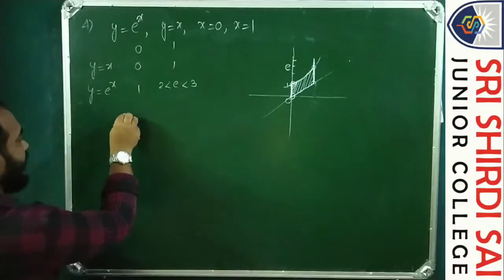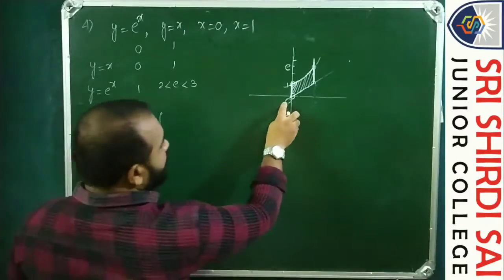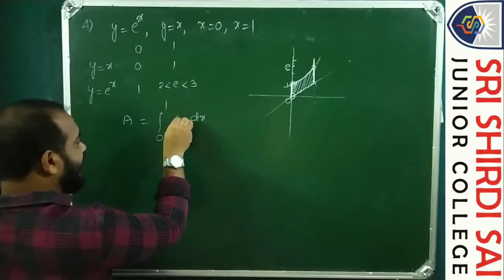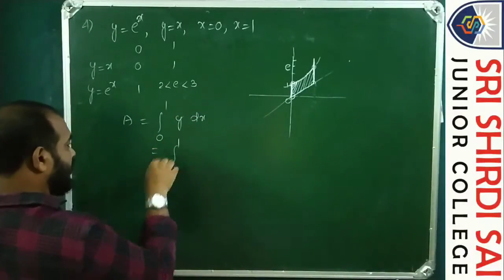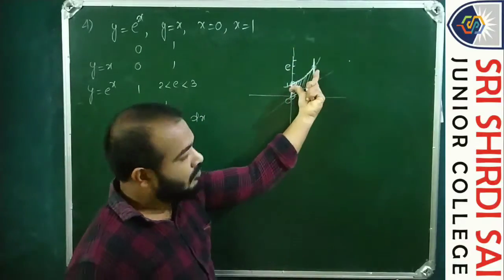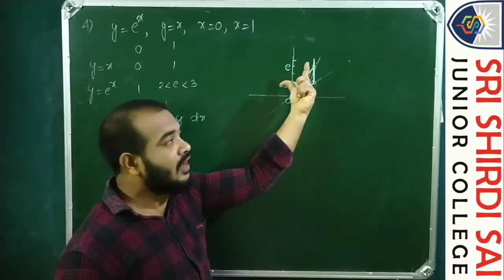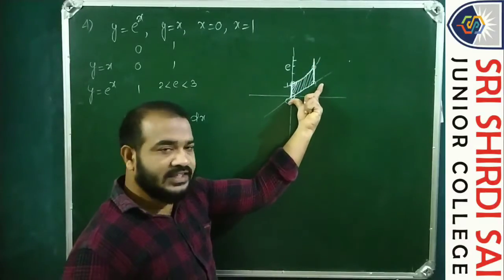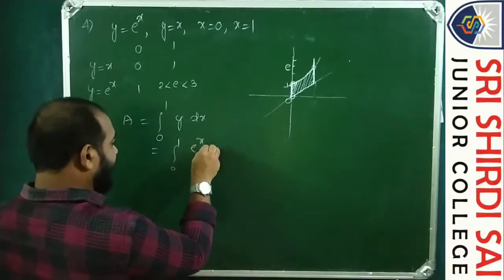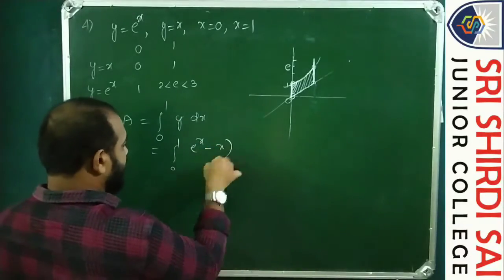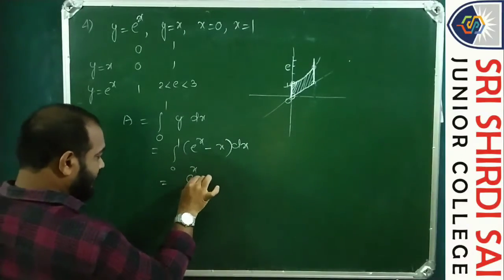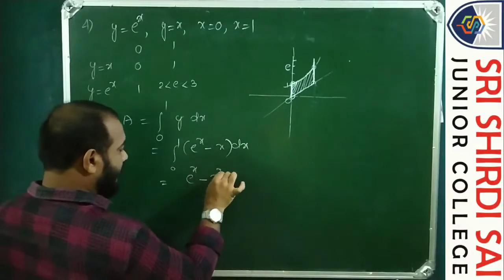So area A is equal to the integral between 0 and 1 of y dx. So 0 to 1, here there are two curves. One is the e power x curve, that is the dominating curve, the upper curve, and below this is y equals x, the line. So integral of e power x minus x dx. Integral e power x dx is e power x, minus integral x dx is x square by 2.